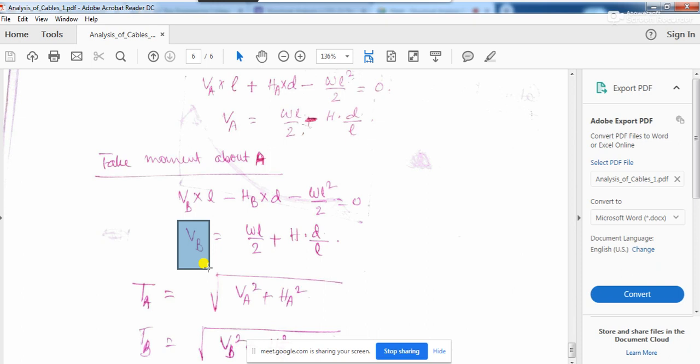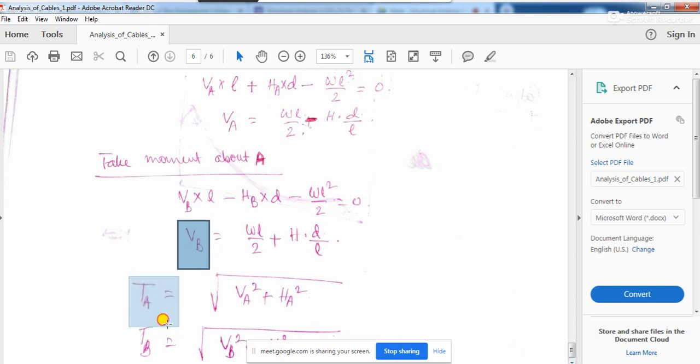Okay. So minus and plus, where will it be minus? To this WL by 2 term, the H into D by L term is either getting added or subtracted. So where will you be subtracting? At the lower support level you will be subtracting, at the higher support level you will be adding. After that the problem will remain the same.